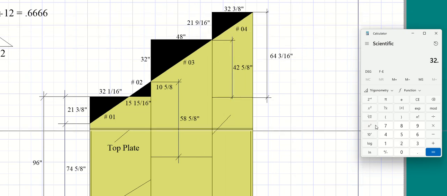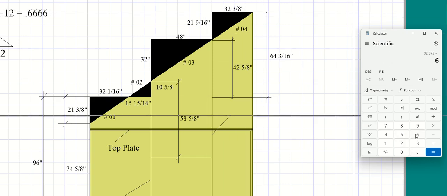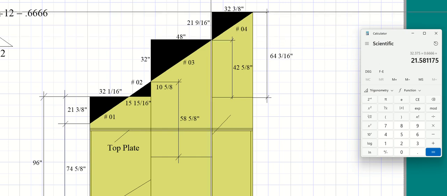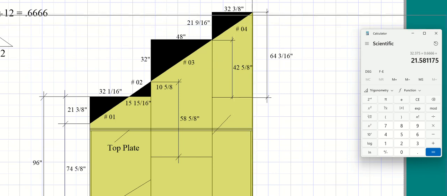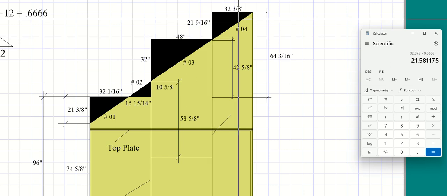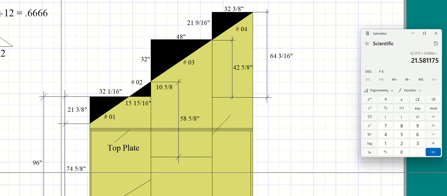So 32.375 times, because it's a run, 0.6666, oops, 32.375 times 0.666 equals 21 9/16 rise. So now I'll simply take 21 9/16 added to the 42 and 5/8 over here, gives me 64 3/16, snap a line, and that's all there is to it. I've just sheeted this whole gable end using just this one number starting at 74 and 5/8.